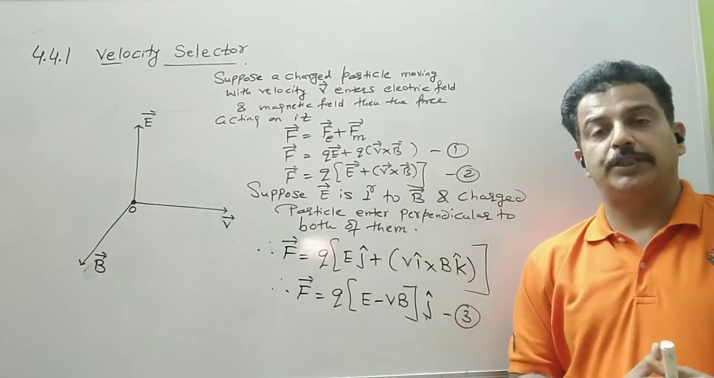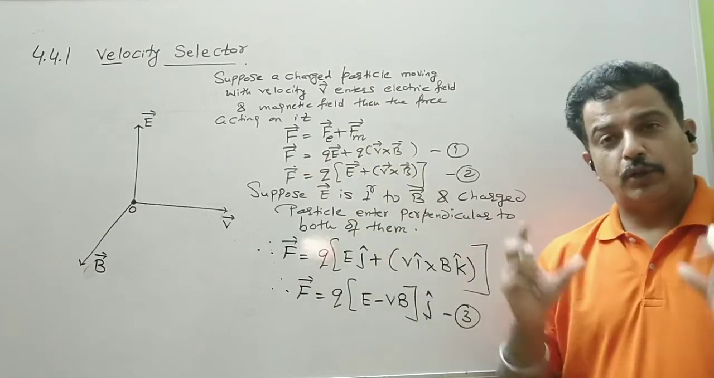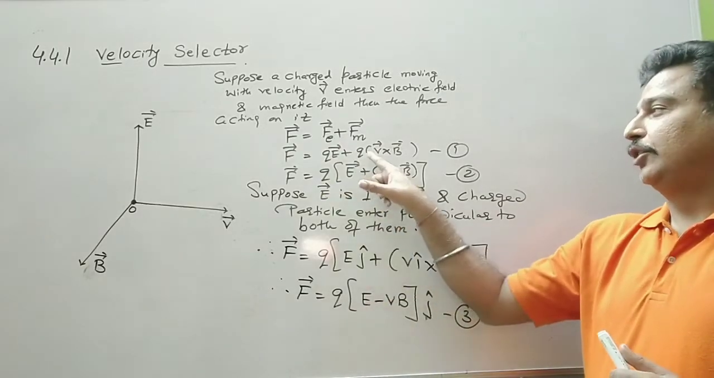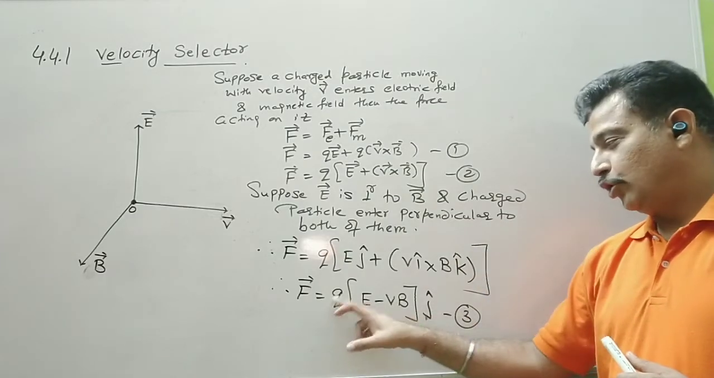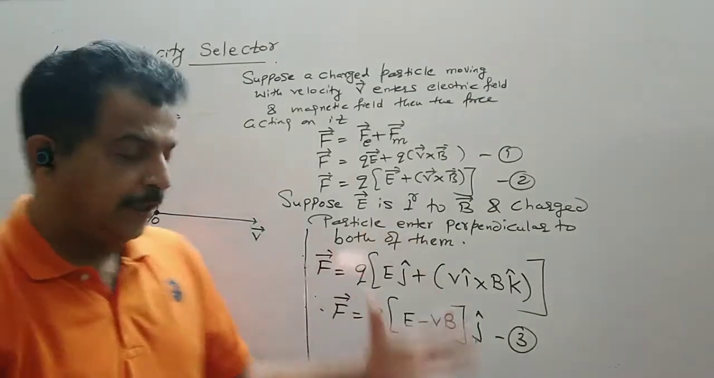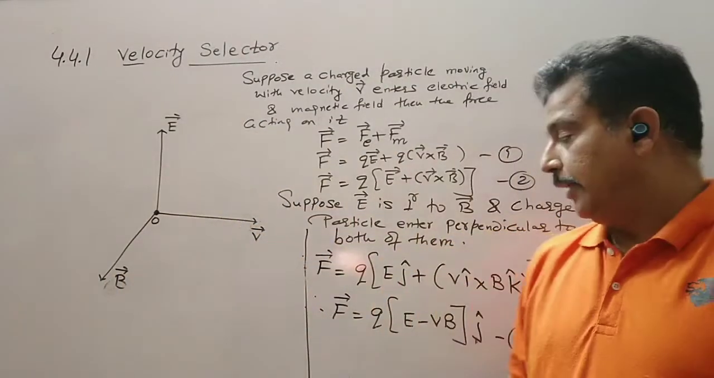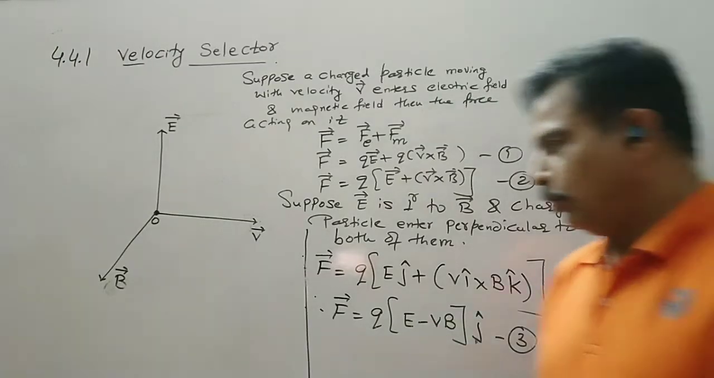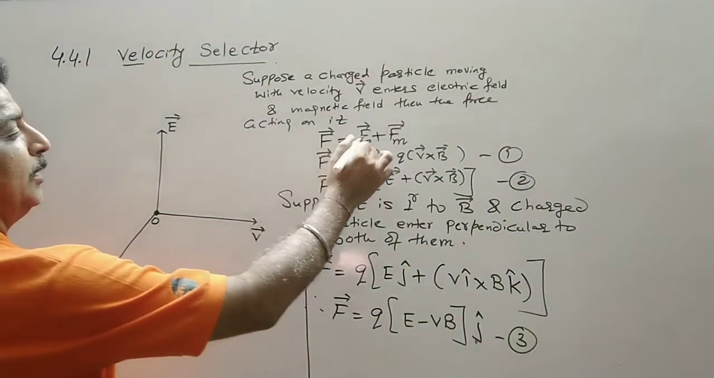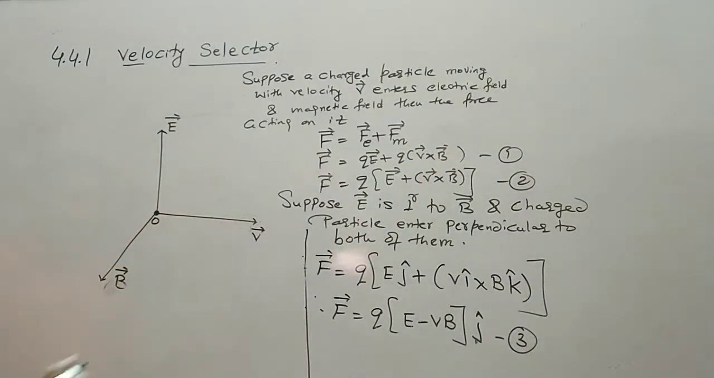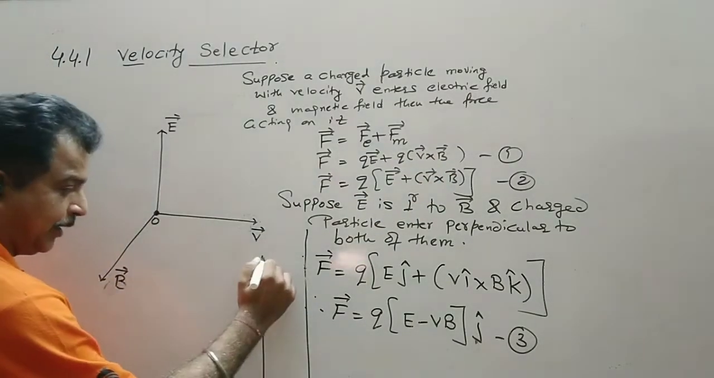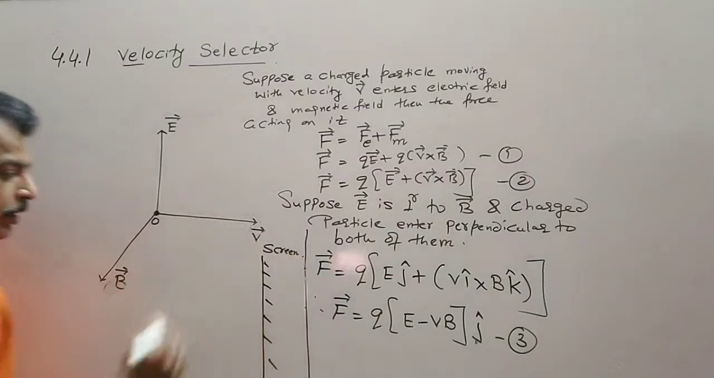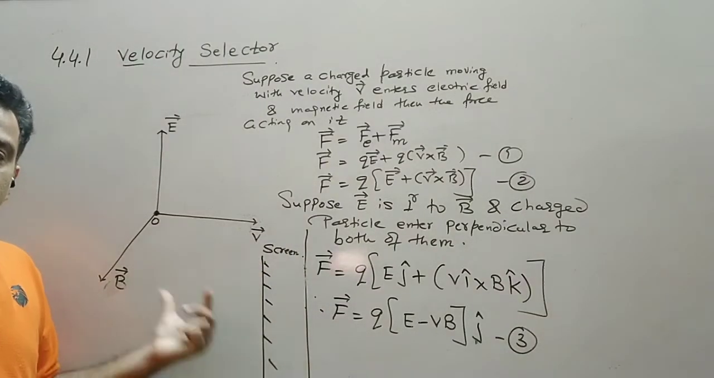This is the situation if we consider these conditions. All three are perpendicular to each other. We have taken an example. Now suppose these are the two forces. QE is the electric force. QV cross B, that is QVB, is the magnetic force. Consider or create a situation where the electric and the magnetic force are equal. The resultant force comes out to be 0. So let us see what happens if individually the electric or magnetic field is present. Let us consider this is a screen where a charged particle will strike.